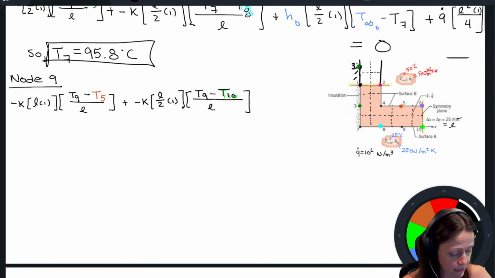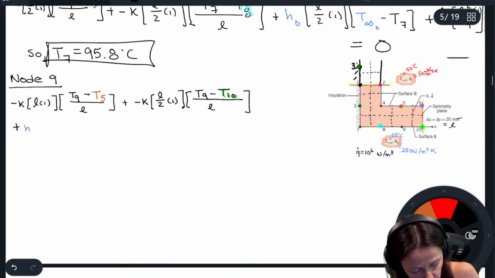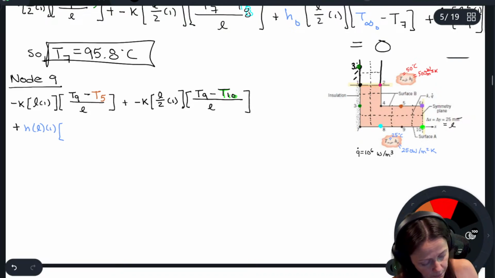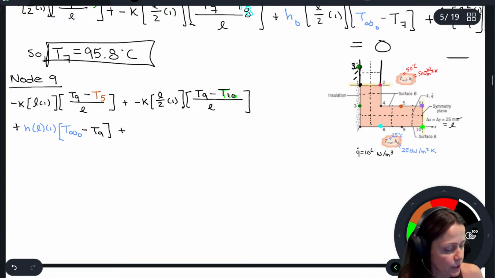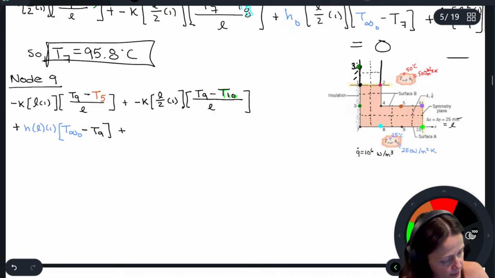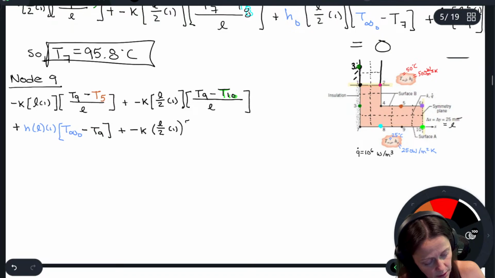So that's on the very bottom. So plus, and that's through a full area. So H times L times the 1 times our T infinity, and this is the outer surface, minus T9. And then I have one more conduction term, and that's coming from number 8. So this is going to be negative K, and that's a half area, L over 2 times the 1 times T9 minus T8.